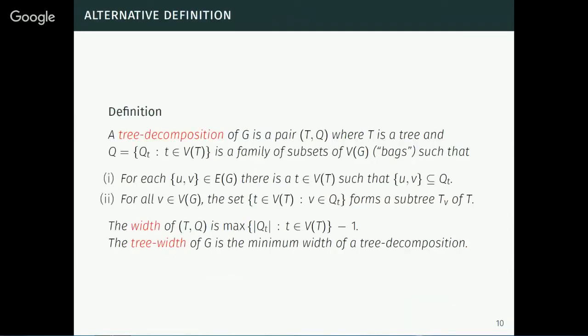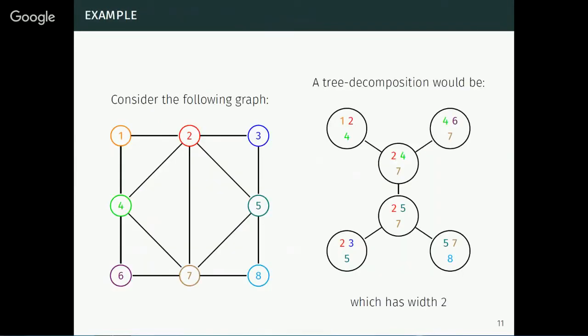Why is that useful? We say that the width of this tree decomposition will be the maximum size of the bag minus 1. Okay, you want the bags to be as small as possible, because you can always put the whole graph in one big bag, and that will be a valid tree decomposition, but it's too big. The idea is to have the bags as small as possible. Okay, so in this case, this graph has width 2.